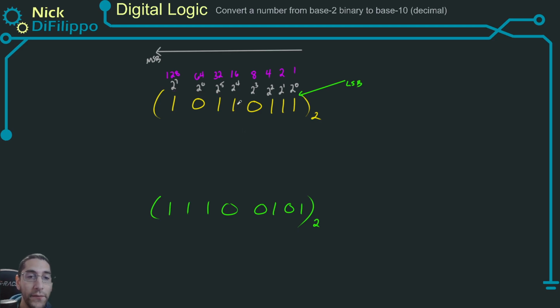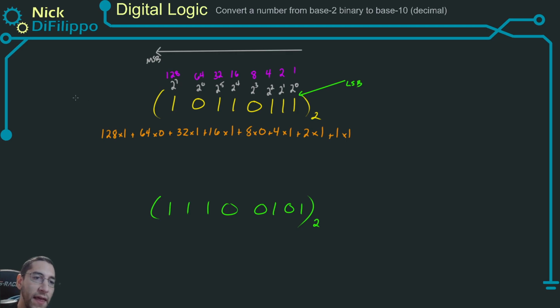The next step is we're going to take that number, so we're going to take this row, and we're going to multiply it by the corresponding bit in this row. So what we have is 128 times 1, plus 64 times 0, plus 32 times 1, plus 16 times 1. We're just taking whatever value we have and multiplying it by the corresponding bit, plus 8 times 0, plus 4 times 1, plus 2 times 1, plus 1 times 1.